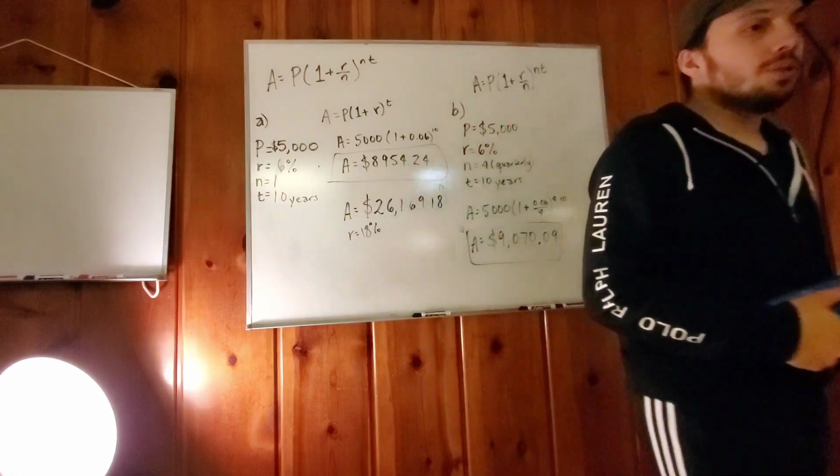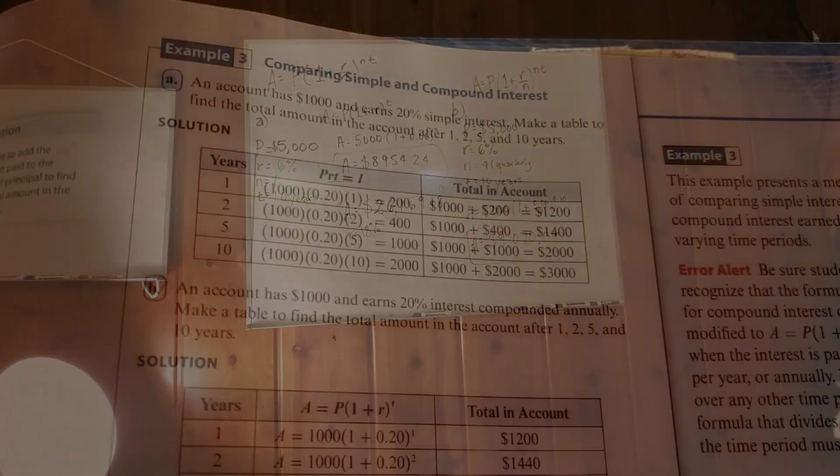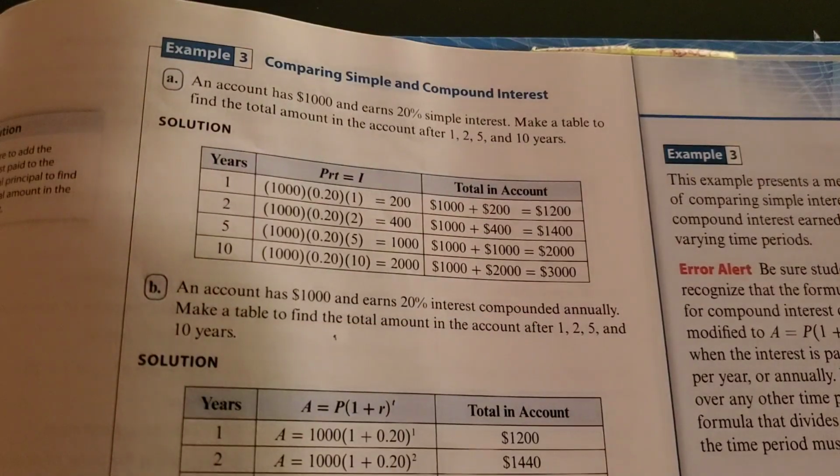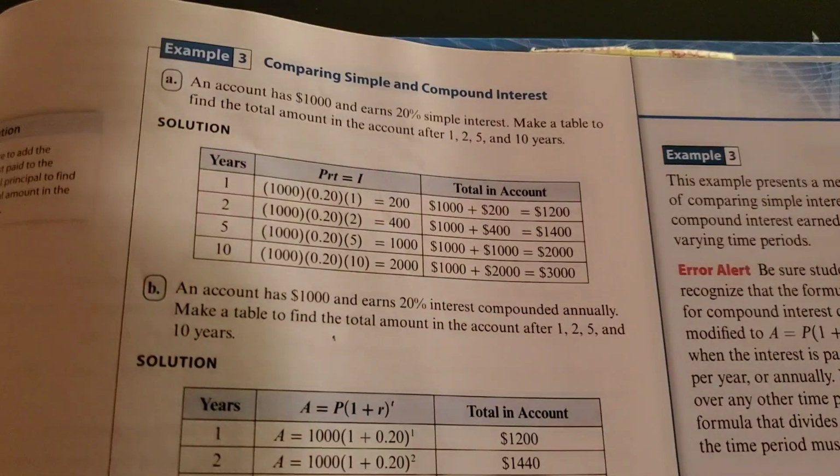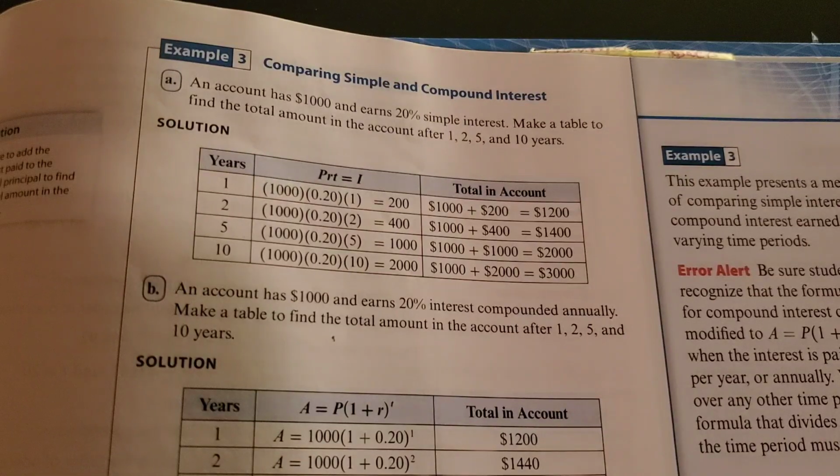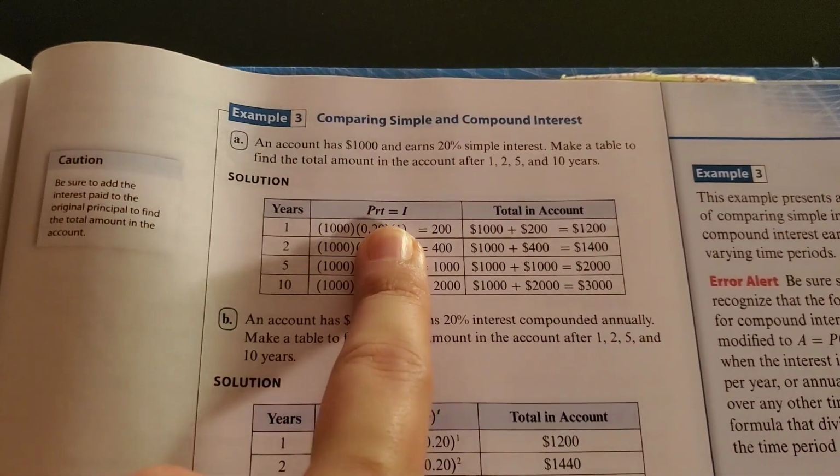All right, let's move on to example number 3. Example number 3 says an account has $1,000 in it and earns 20% simple interest. Make a table to find the total amount in the account after 1, 2, 5, and 10 years. So it's the same thing. You have to use the formula. They give it to you in the top.